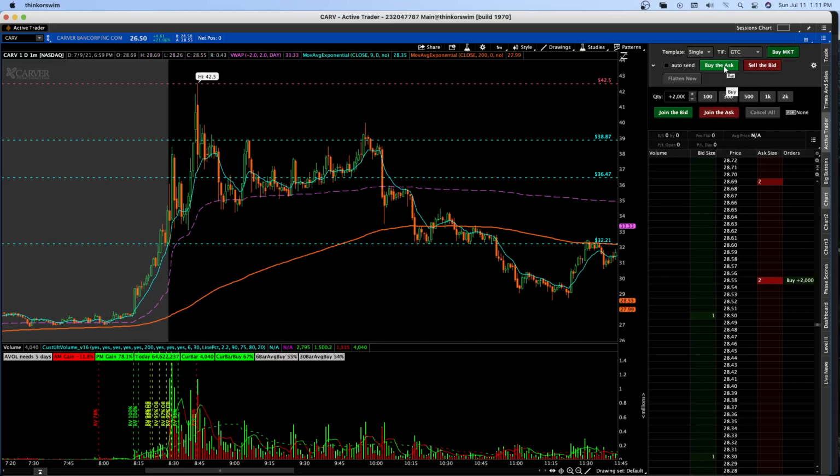So if you look at buy the ask, if I'm going to buy here, buy the ask, then I'm buying at 28.55. If I'm going to join the bid, I'm at 28.50. Now, what's the difference between those two? Why would you want to buy the ask instead of join the bid?